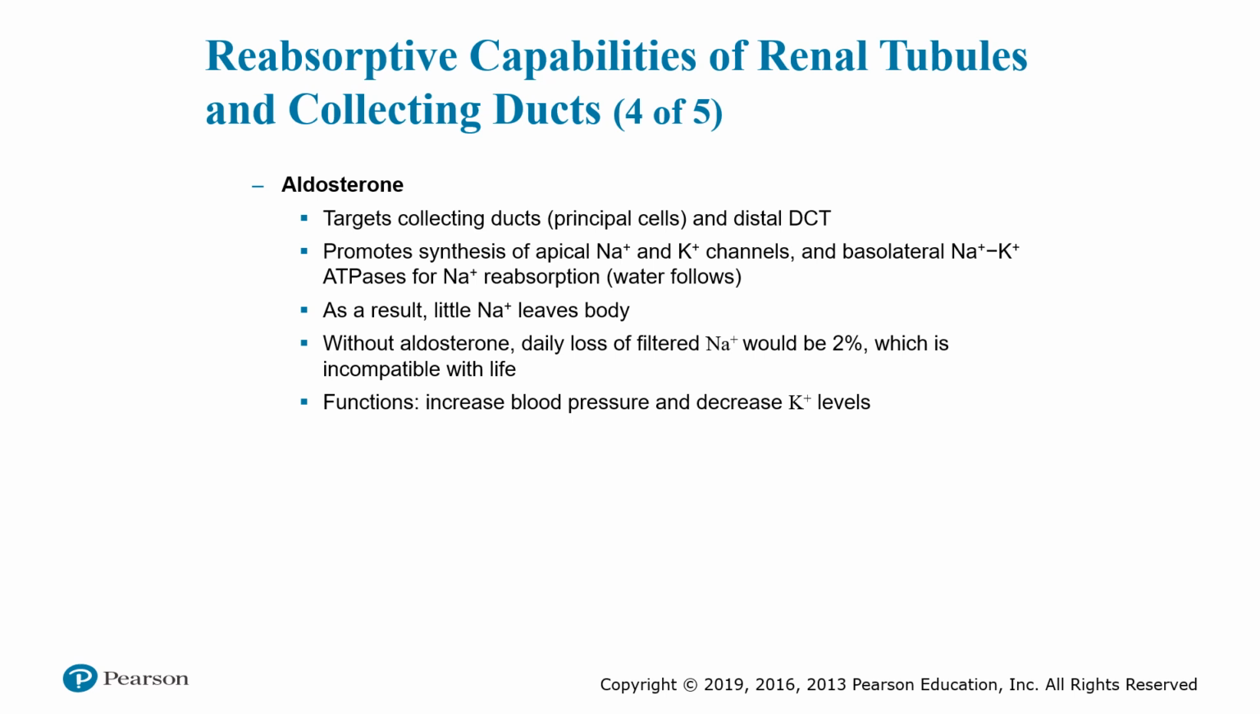And without aldosterone, we will lose about 2% of sodium every day, which is incompatible with life. This is why when we read aldosterone, we said that this is essential for life. If someone has no aldosterone, they won't be able to live. And then there is another function of aldosterone, that it causes excretion of the potassium. So when the potassium is high, the aldosterone secretion is stimulated, and the body gets rid of the potassium.